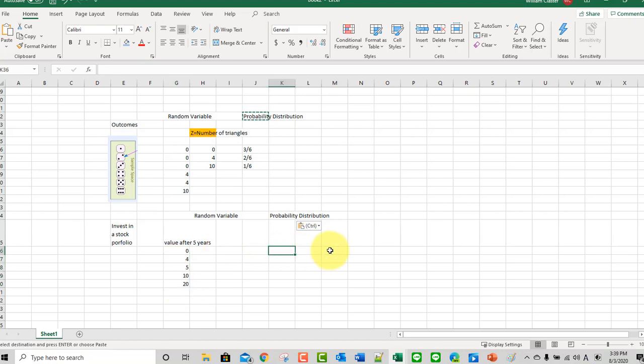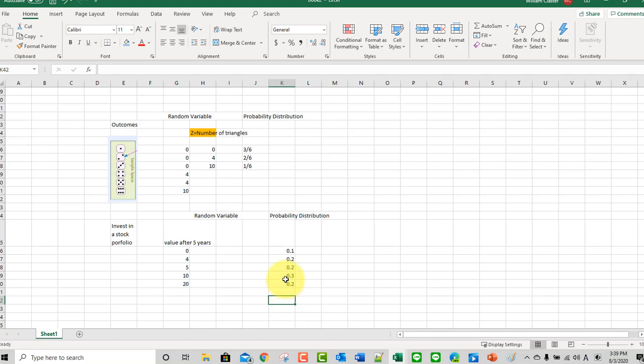Let's say the probability that it goes to 0 is 10%. The probability that it goes to this is 0.2, 20%. The probability that it stays the same is 0.3. Let's make this 0.2. And let's be optimistic about this, and say this is 0.3 and this is 0.2.